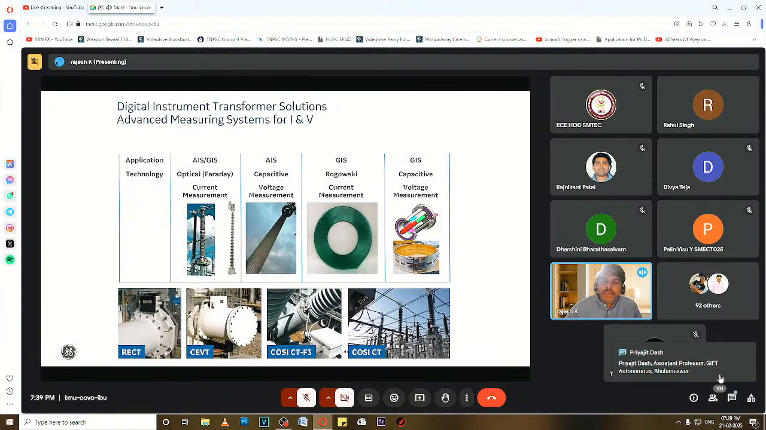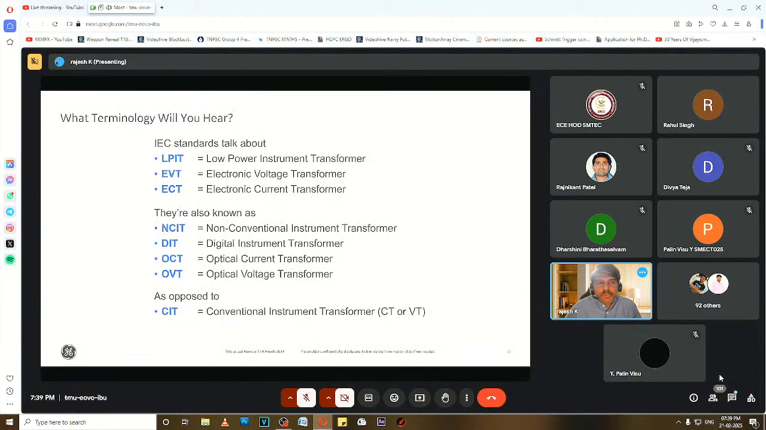Then we have multiple options for these sensors in different applications. What you will hear across this discussion will be low power instrument transformers. You have electronic voltage transformer sensors and optical current transformer sensors. Of course, normally CIT means the conventional instrument transformers. These are all the terminologies which you will hear in the domain of optical CTs or non-conventional CTs.